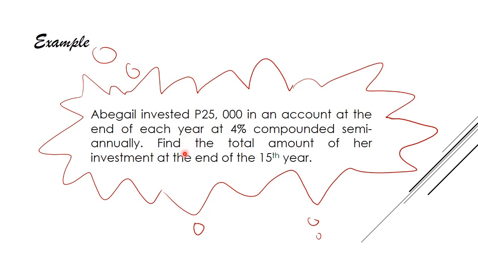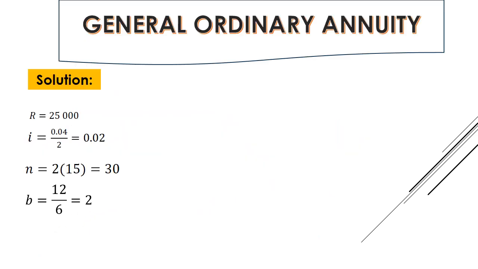Since the payment is made at the end of every year, it's an ordinary annuity. The payment interval is every year, and the interest period is semi-annually. So they are different, which means that this is a general annuity. Thus, this problem is an example of a general ordinary annuity. Alright, so let's try to solve this.